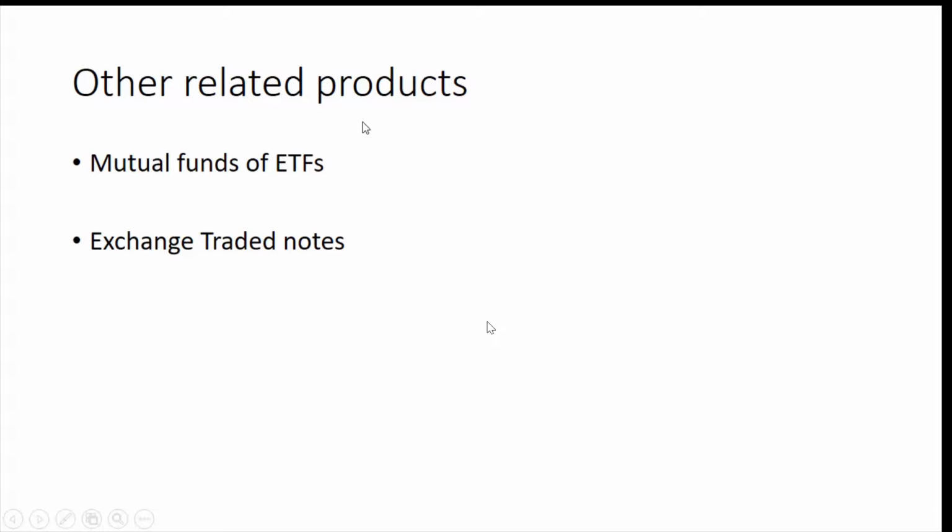Other related products to ETFs are mutual funds of ETFs. So these are mutual funds that invest in ETFs. Then there are exchange traded notes. Exchange traded notes are generally guarantees that are given by banks. So these are not generated by the fund houses, these are generated by banks, and the bank guarantees to pay you based on the index performance.